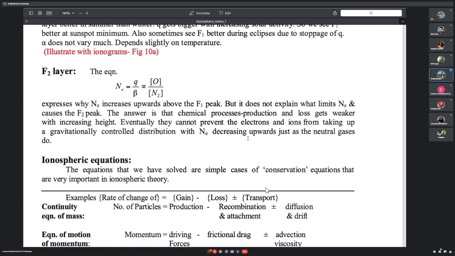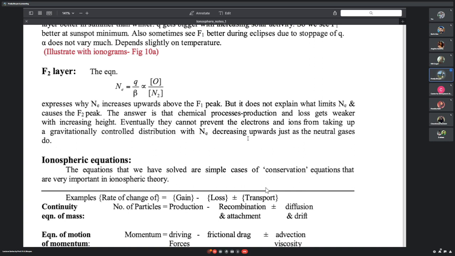We'll come to those equations, because so far we are talking about only production and loss. That's why we cannot explain why your N will give you the distribution which we see. N increases with height around the E layer, then the F1 layer, then the F2 layer, and decreases. But as we have shown in this equation, N equals Q by beta, or the O by N2 ratio, what we will see is a continuously increasing ionosphere or ion density. Continuously increasing plasma density in the ionosphere. That is not possible because we have to take into account the other loss part.